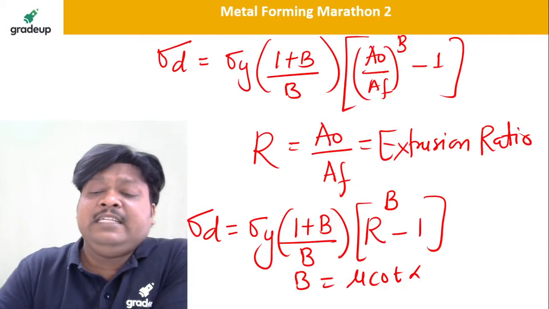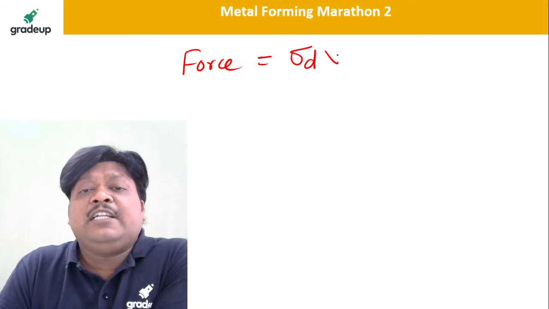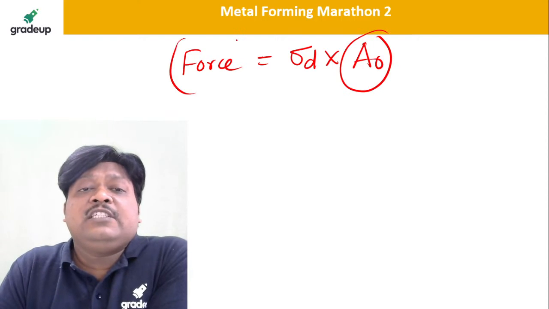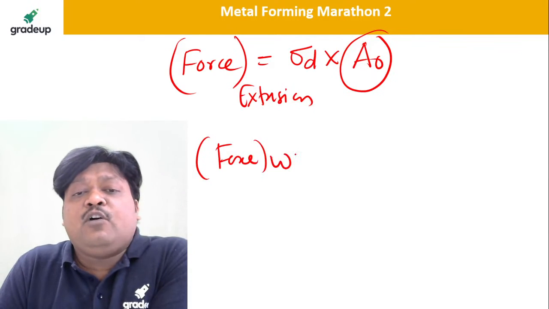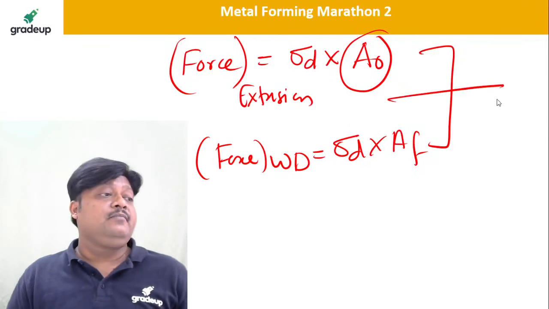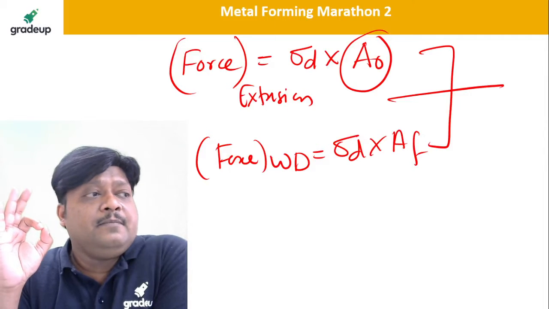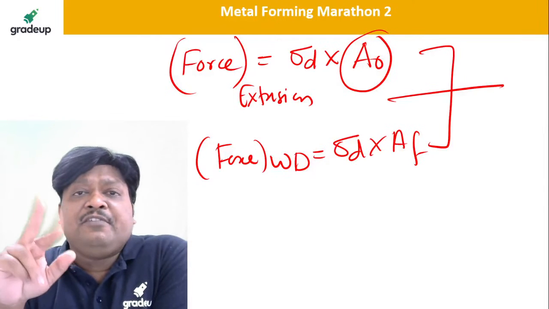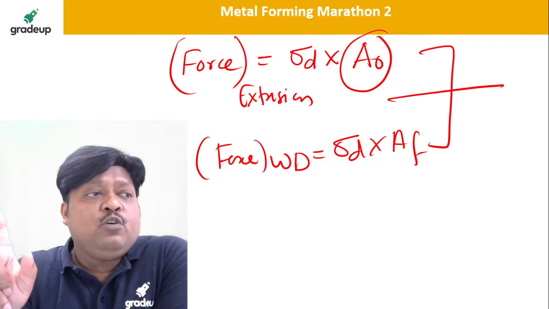So that is the reason why, when we calculate the force in extrusion, it becomes the drawing stress sigma d into which area, which cross section area? Original cross section area. This is for extrusion. What do we write in wire drawing? We are writing the force in the wire drawing operation as sigma d into A final. So that is the change, you have to keep it in mind. I hope it is clear. So wire drawing and extrusion, there is no difference, the difference is only the direction, the force direction, right? I hope it is clear.